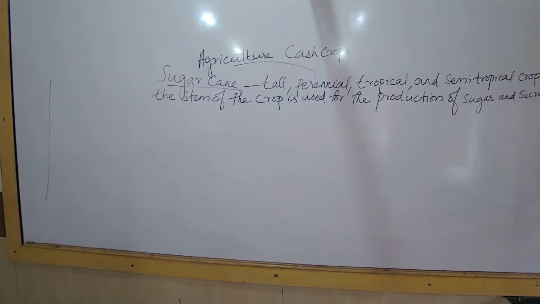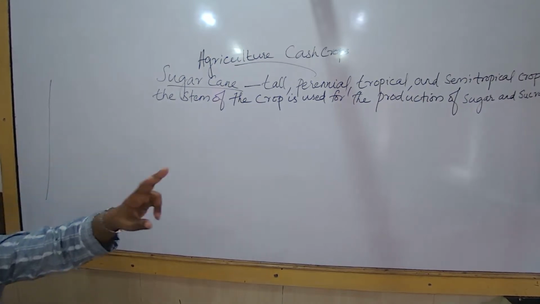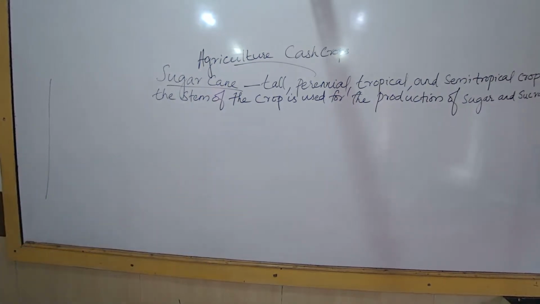throughout the year. That is the meaning. It requires water. It has a long growing season. That is what perennial means, throughout the year. Then it is of two types, tropical and subtropical.